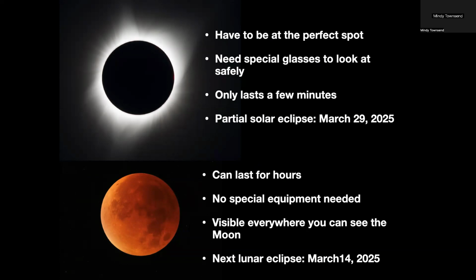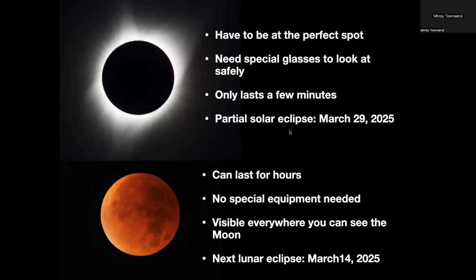And as long as you can see the moon, so if we don't have any clouds and you happen to be out between midnight and 6 a.m. on March 13th, then you should be able to see a pretty cool show. This is very different from solar eclipses, right? You have to be in the perfect spot. You definitely need your special glasses to look at the solar eclipse safely.